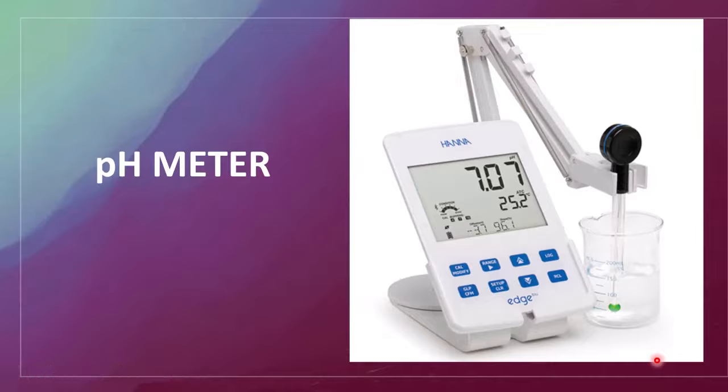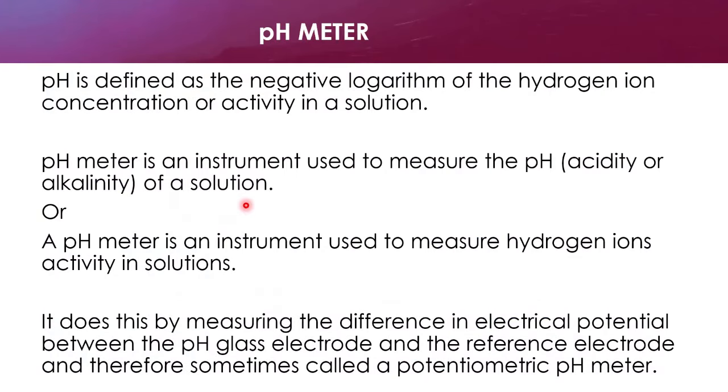In today's class, we will be talking about a laboratory equipment called a pH meter. So we'll start by looking at what pH means. pH is defined as the negative logarithm of the hydrogen ion concentration or activity in a solution. A pH meter is an instrument used to measure the pH, which is the acidity or the alkalinity of a solution. Or a pH meter is an instrument used to measure hydrogen ion activity in solutions.